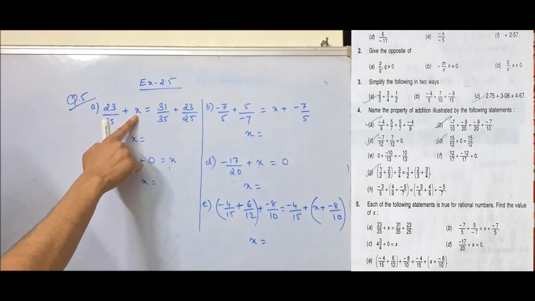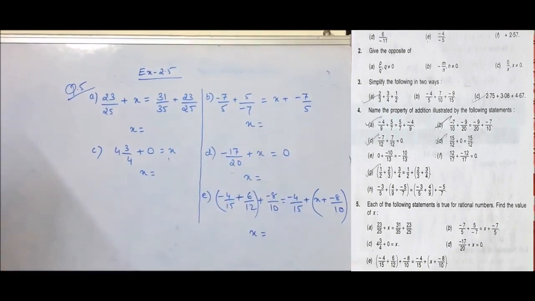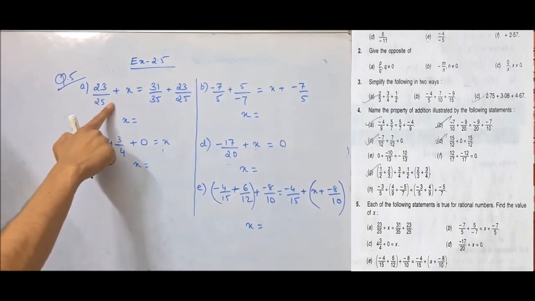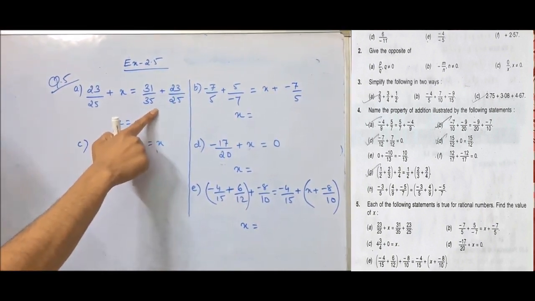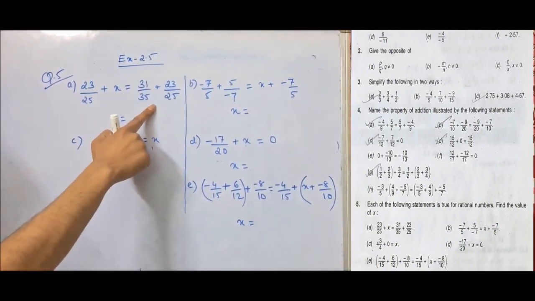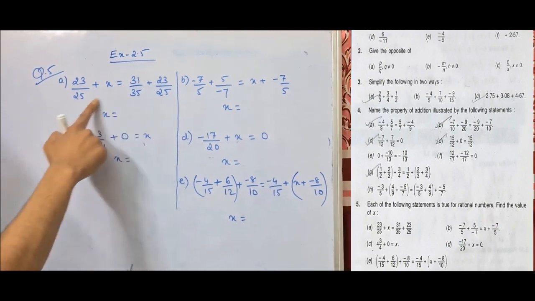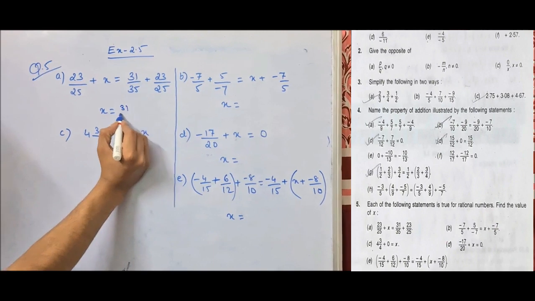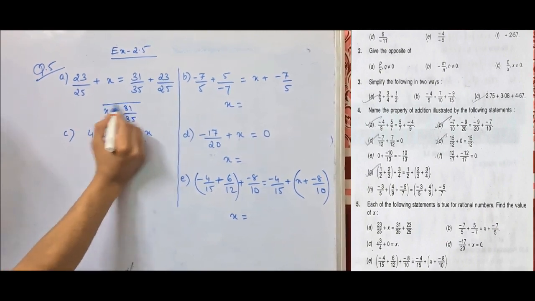To find the value of x, as the given statement is true in the question, all is according to the property only. Here you need to identify this is the grouping property, and grouping property is associative property. So they have changed the order only. So what is the value of x over here? That is 31 by 35. So this is an easy task.